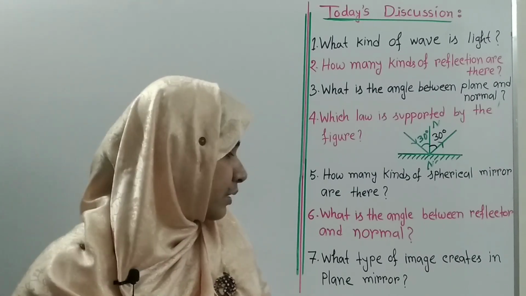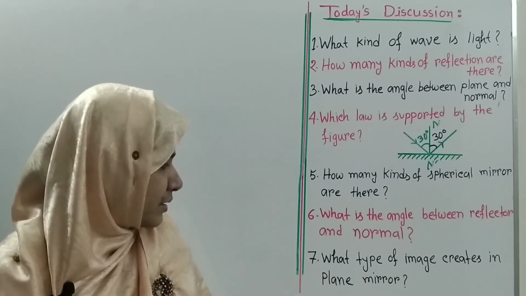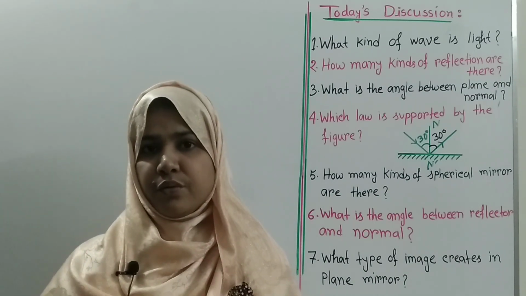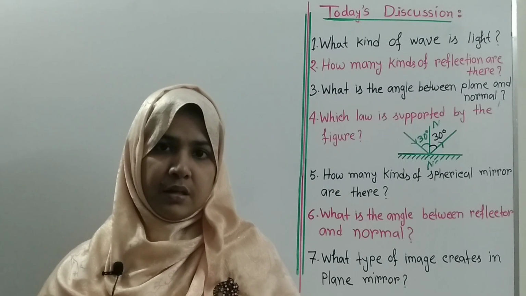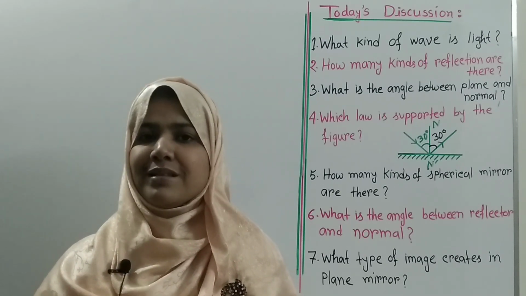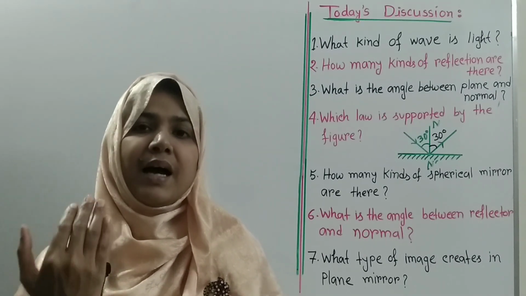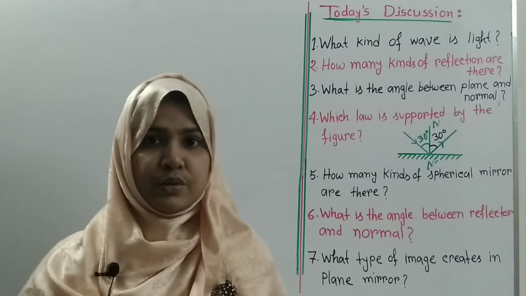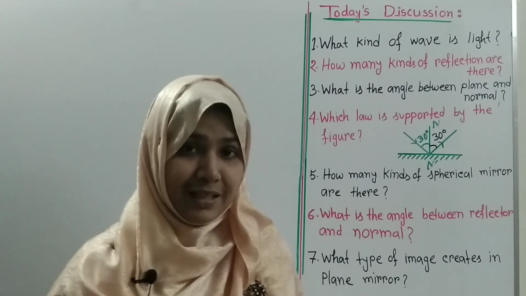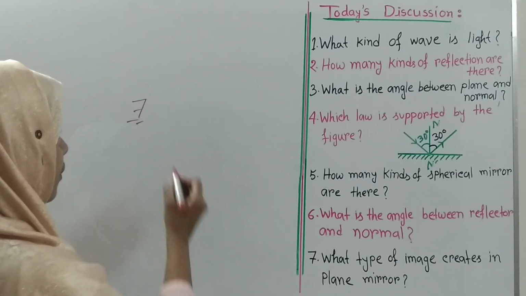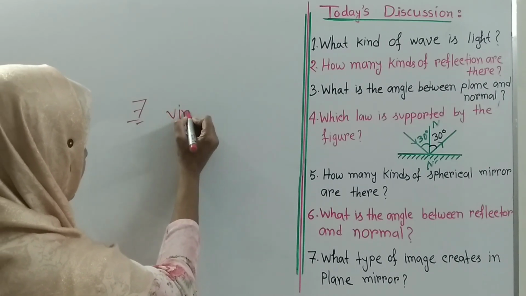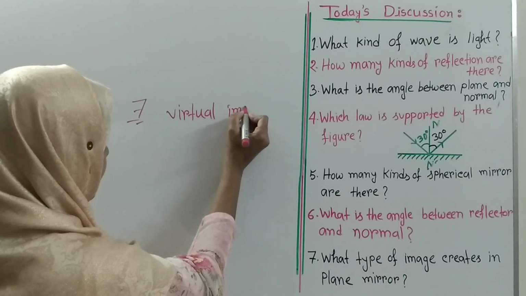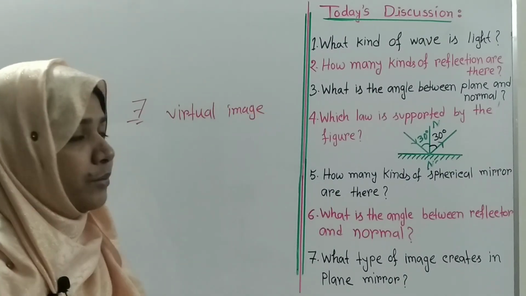Question 7. What type of image is created in a plane mirror? You know that there are two types of image, virtual image and real image. And in a plane mirror, you can see that the image is formed behind the mirror. And this is the characteristic of a virtual image. So we can say that in a plane mirror, a virtual image is formed.